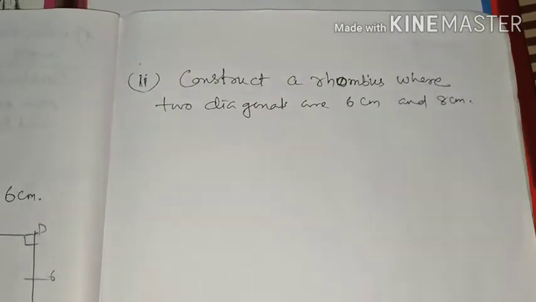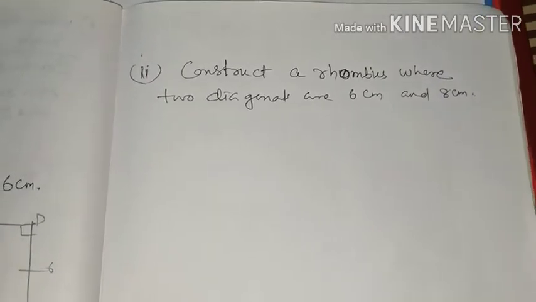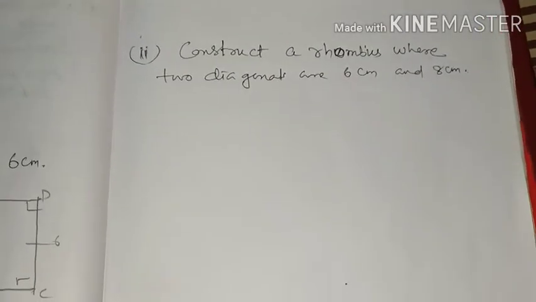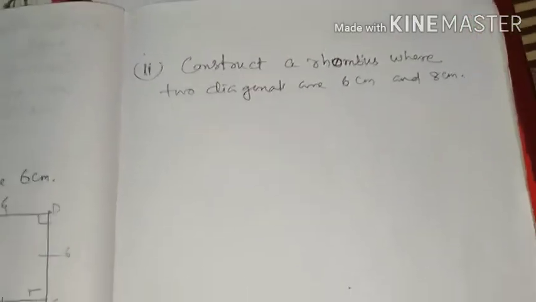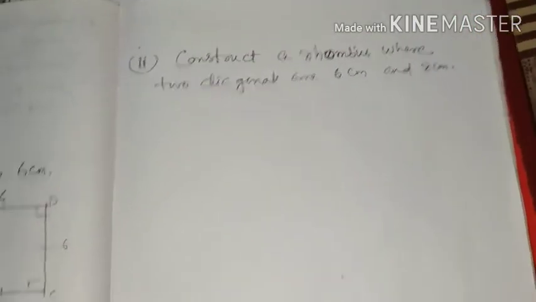Actually, a rhombus means all the sides are equal. In case of a rhombus, all the sides are the same. And also one thing is there, the diagonals bisect each other. The two diagonals bisect each other.